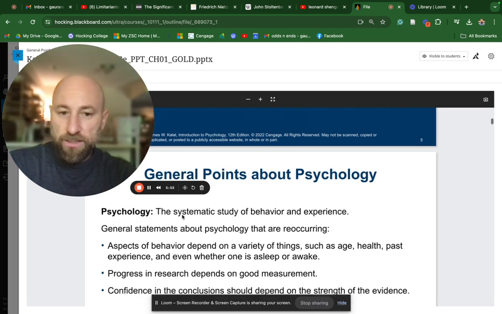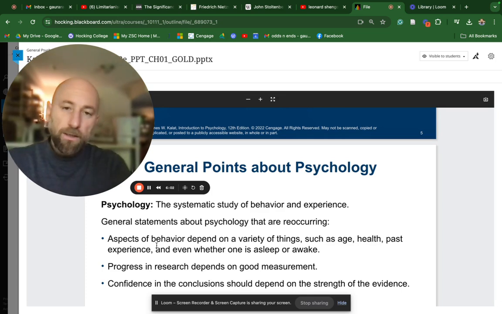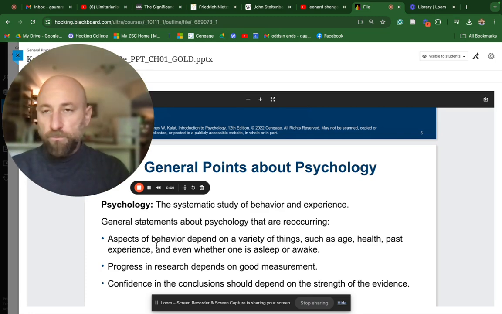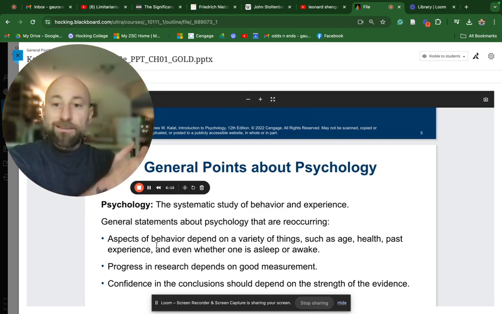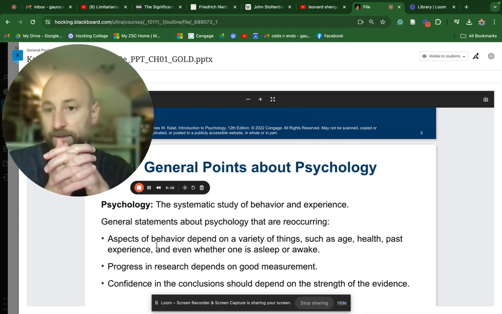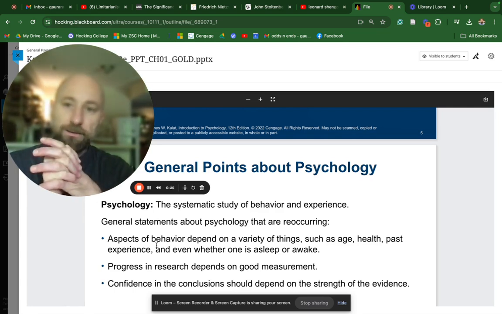Some general statements: aspects of psychology, aspects of behavior depend on a variety of things, such as age, health, past experience, and whether one is asleep or awake. So in psychology or in science in general, when we say something causes something else, we say it's a causal factor. We don't say one thing just causes something else, because in psychology, everything is what we call multifactorial, meaning there are always multiple causes.